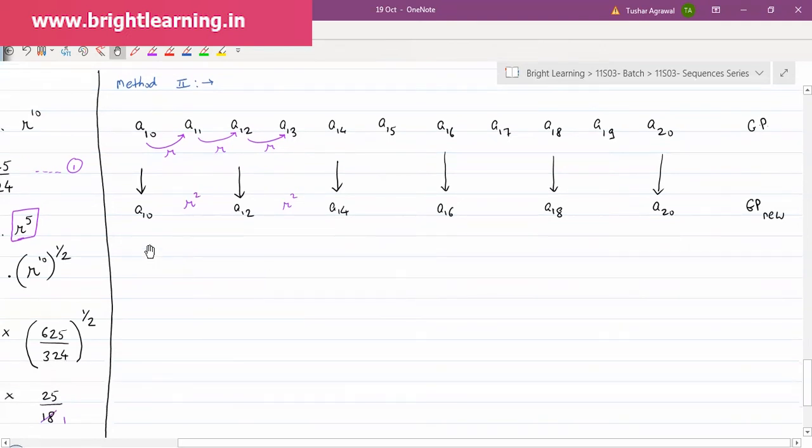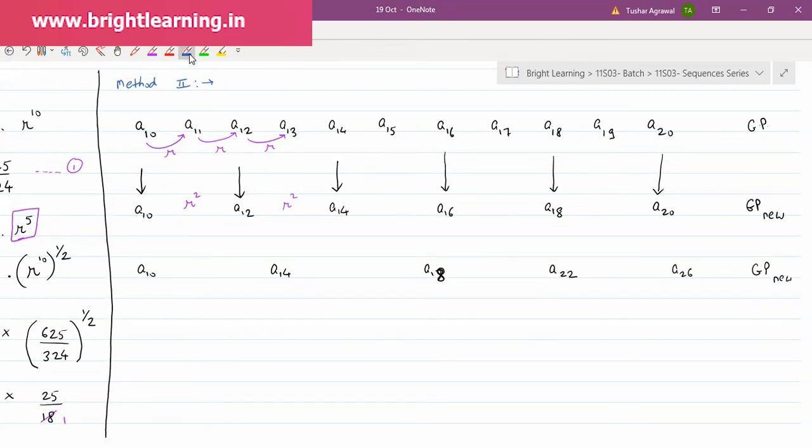Can you see this? So by that conclusion, I can also take A10, A14, A18, A22, A26. This will again be a GP, a new one, even more new. Here the common ratio will be R raised to 4, where R is the original common ratio.